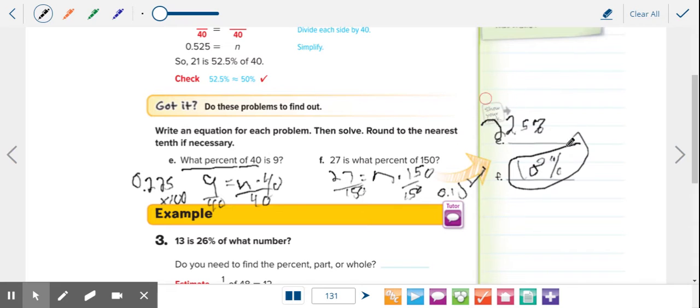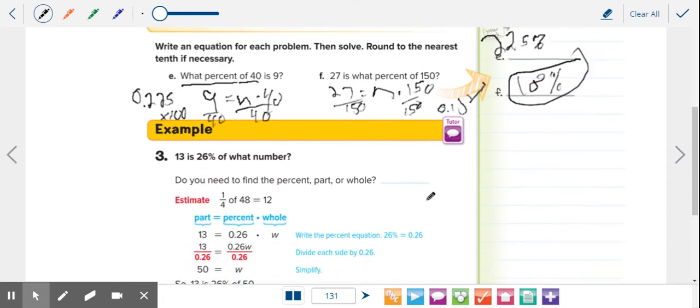The easiest ones to get tripped up on are these, because you might forget to turn it back to a percent. So if you go from a percent to a decimal, it's divide by 100, two decimals to the left. You go from a decimal to a percent, it's times 100, two decimals to the right.